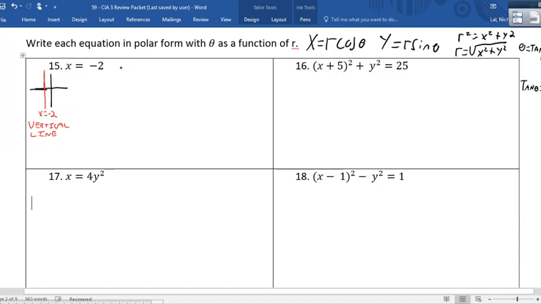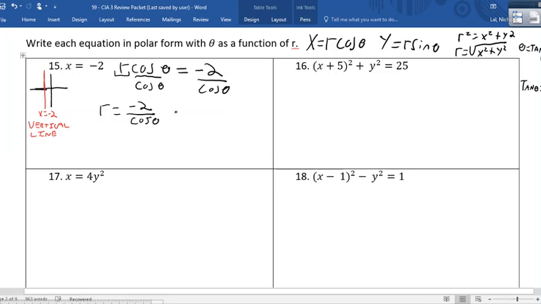All right. So, r cosine of theta is equal to -2, and usually with polar equations, we're trying to isolate r. When we are isolating r, we can divide by the cosine of theta. So we can divide each side by the cosine of theta to isolate r. So r is equal to -2 over the cosine of theta.